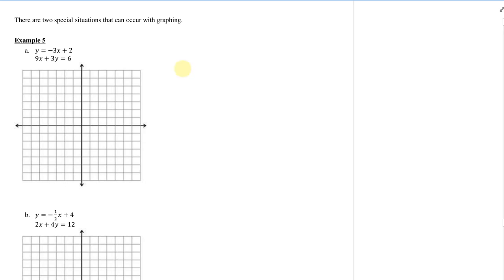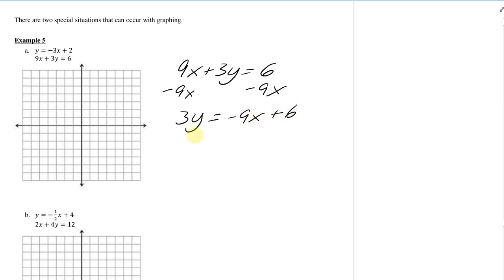Okay, so I've got 9x plus 3y equals 6. I'm going to solve this for y. So I've got 3y equals negative 9x plus 6. Divide everything by 3, so I've got y equals negative 3x plus 2. Okay, now wait. Do you notice anything? This and this, they are the same thing, right?